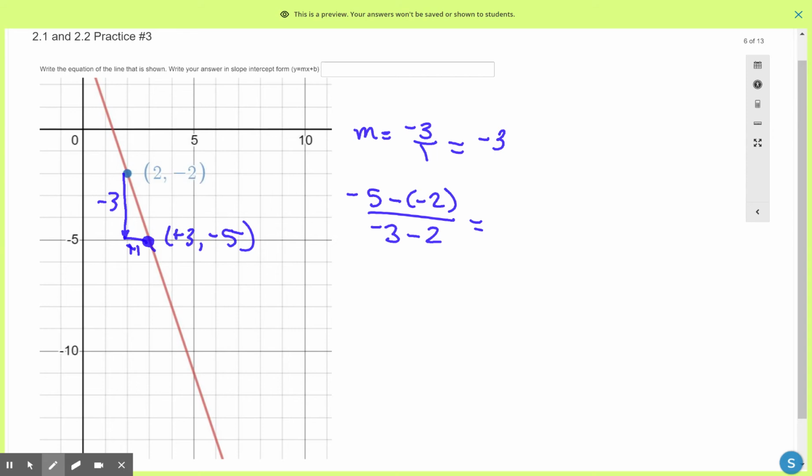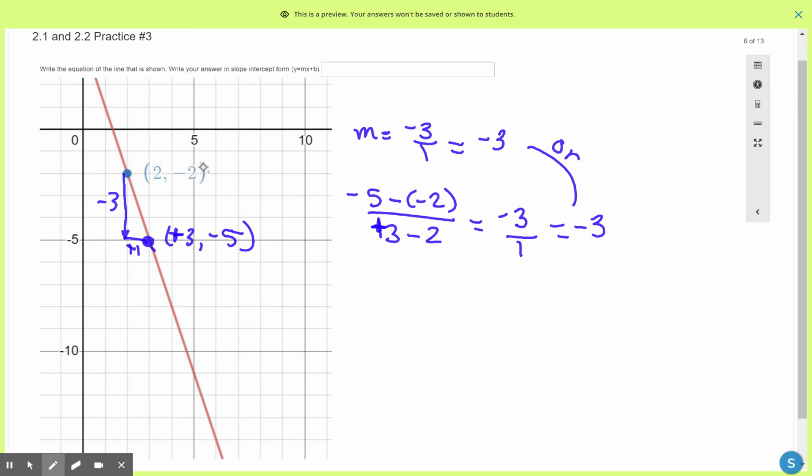Sorry, this is actually a positive 3. So then this would be a positive 3. You always want to double check yourself. It's a positive 3 because I went right 3 and then down 5. So always catch yourself. So then this gets you negative 3 over 1, which is negative 3. So you can do it either or. You could do rise over run or the slope formula.